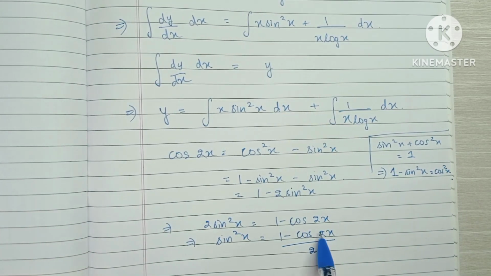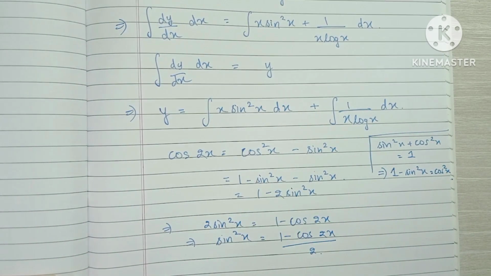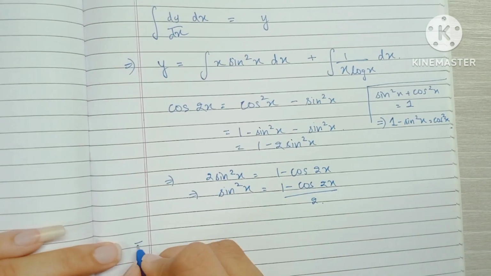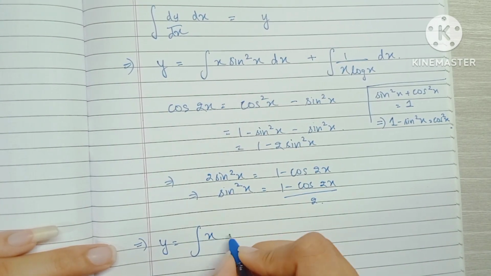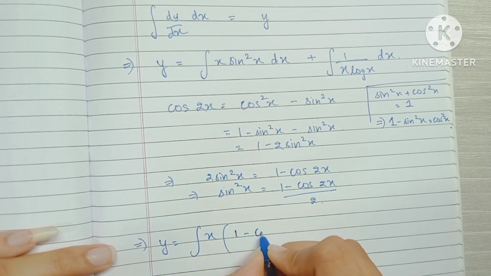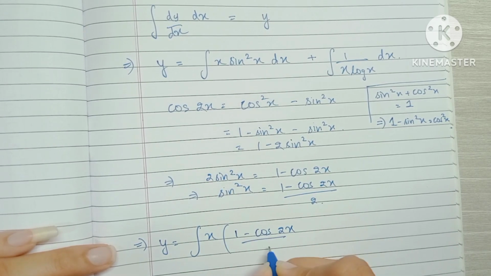So we're going to be substituting this value in this integral. Okay, so we have y is equal to the integral of x into 1 minus cos 2x upon 2.